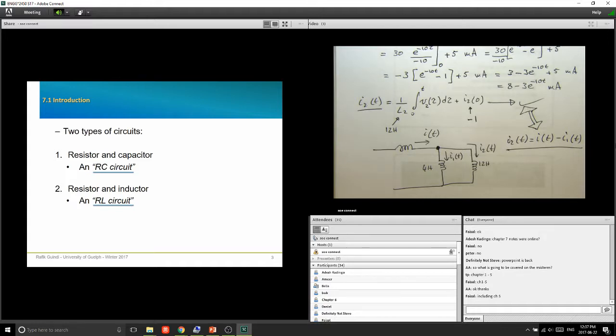I know we already solved one of those problems, but we solved it only at DC, and DC is easy because capacitors are considered to be open circuit, inductors are considered to be short circuit, so it reduces the size of the problem. But in chapter 7, and then later on in chapter 8, we're going to be dealing with circuits that have sources, resistors, inductors, and or capacitors where we don't have DC conditions.